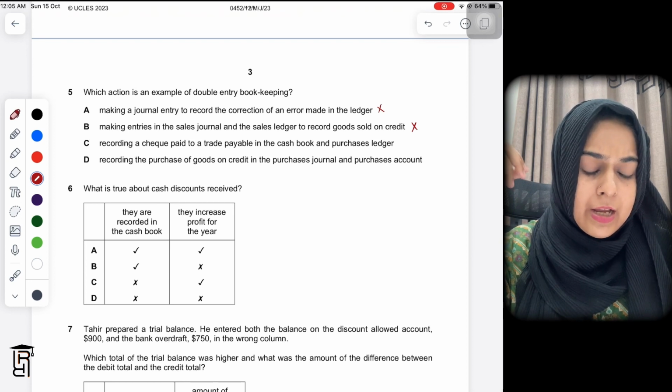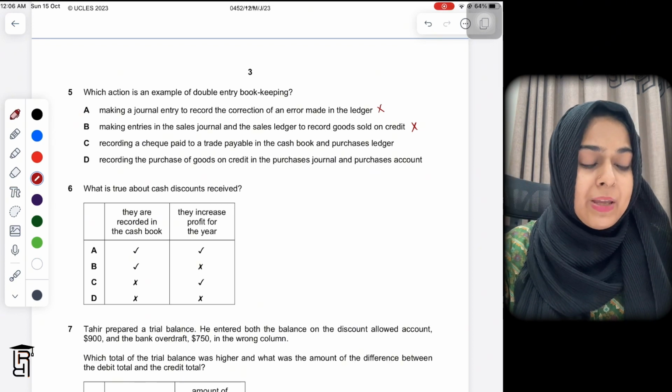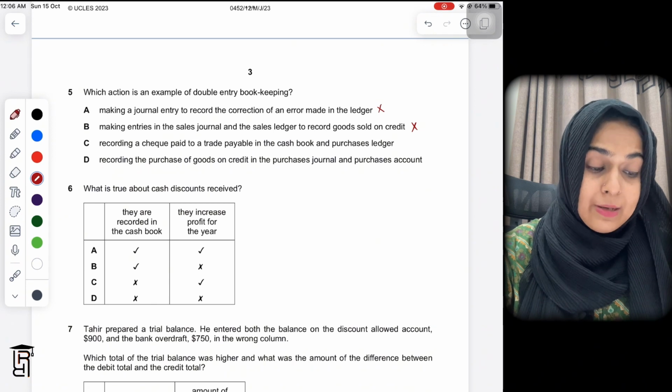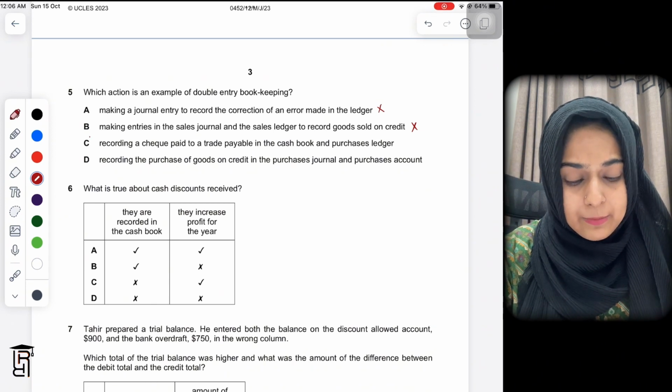If you see here, C is a double entry recording a cheque paid to a trade payable in the cash book and the purchases ledger. So the trade payable account in the purchases ledger is debited and the cash book is credited. So this is a double entry here.